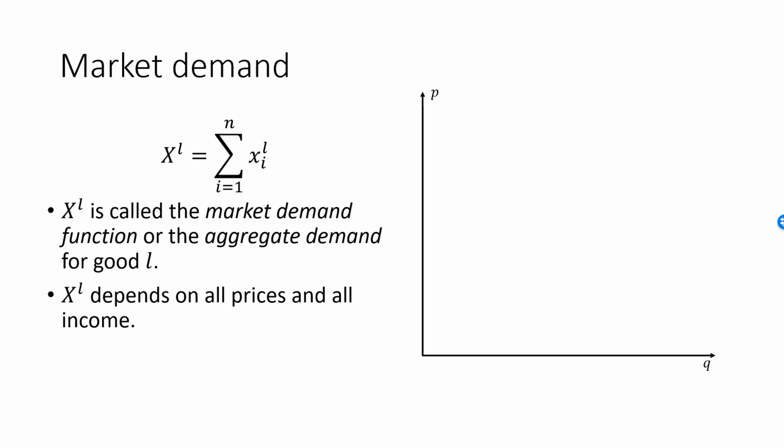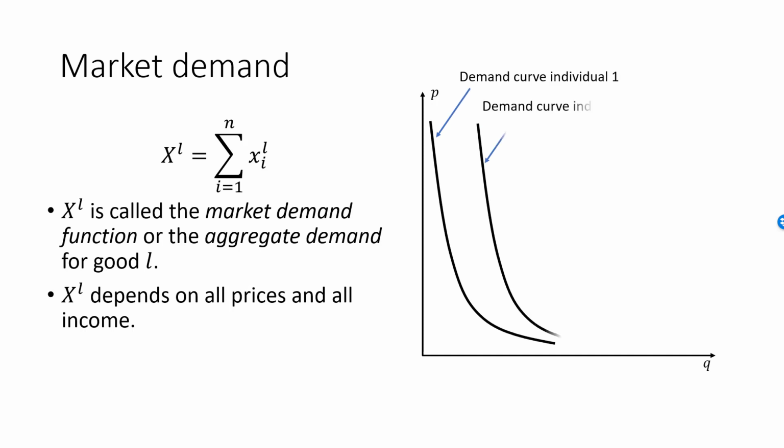To simplify things, let's say that we have only two individuals. It doesn't matter which good we look at, so I'm simply labeling my x-axis by Q for quantity. On the y-axis we have the price of the good under consideration. Here is the demand curve for individual 1, and here is the demand curve for individual 2. The second individual has a higher demand at all prices.